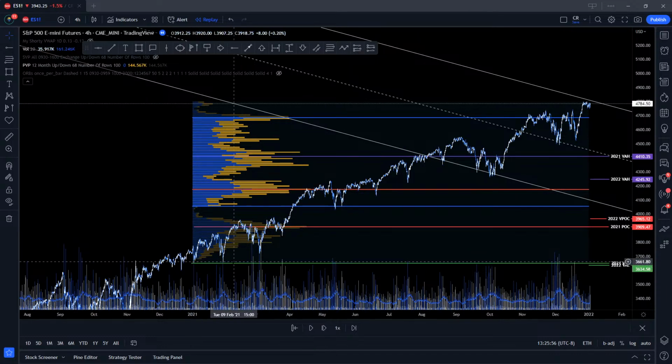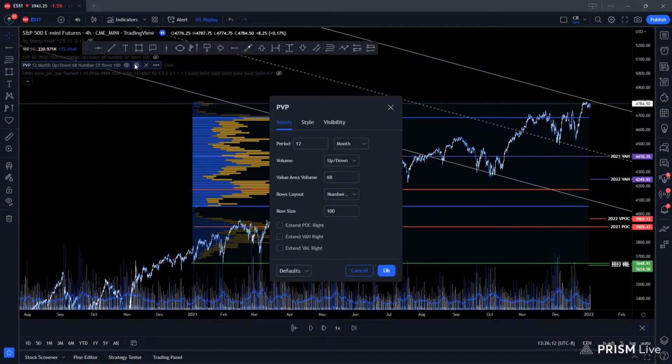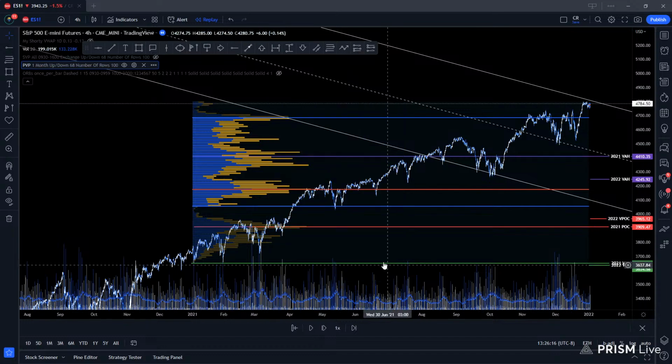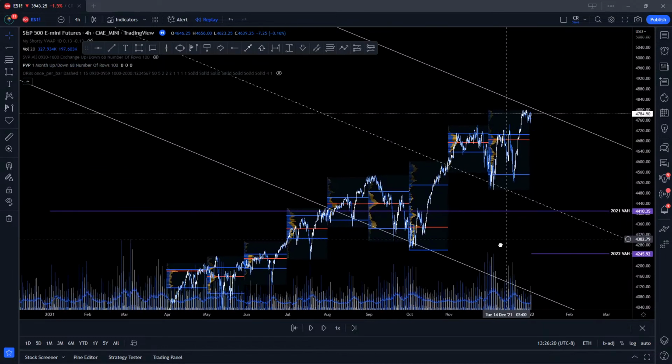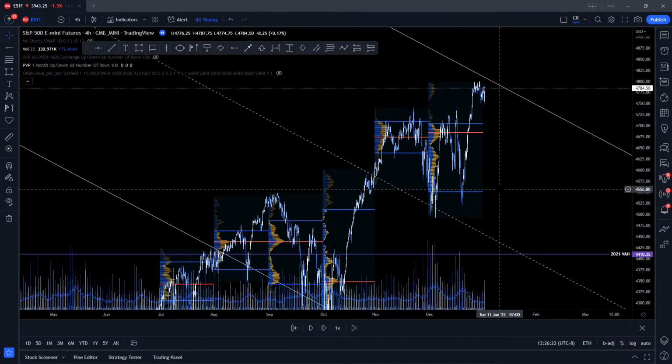So that's the reason that we draw the lines on the chart, because when you change to a different time frame, those values will move, and we want to chart them on the correct time frame. So on 4-hour PVP, I switch to 1 month, and I want to grab my previous month volume profile.